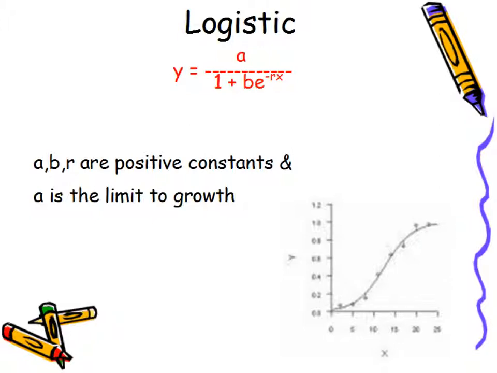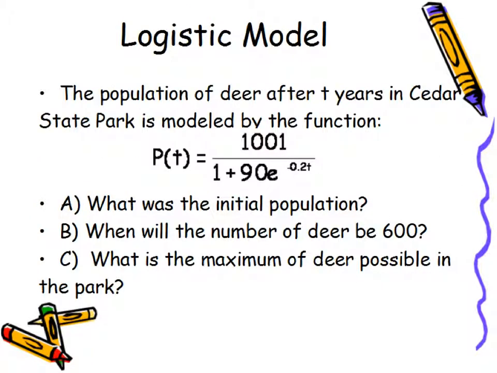Okay, so let's look at a logistic example. So this one is the population of deer after T years in Cedar State Park, modeled by this function. So I've given you the whole function. The only thing you don't know is the population at a particular time. It's like your ending population. And you don't know T, the time in which it takes to get to that population.